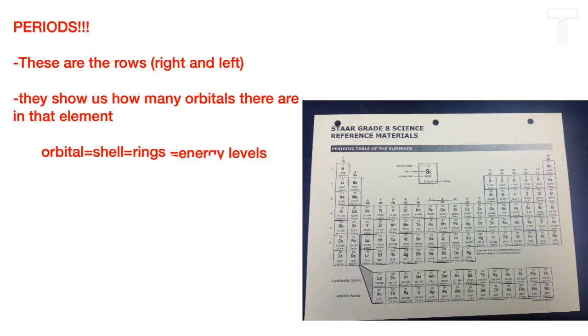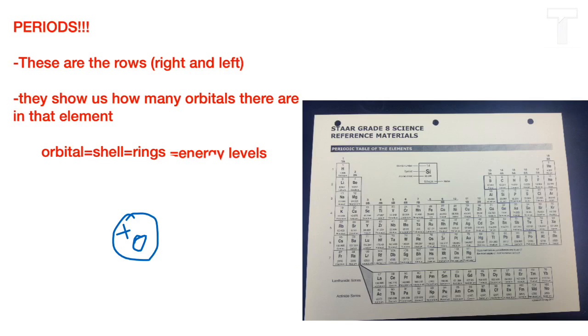A nifty, helpful thing that the periods do for us is they show us how many orbitals there are in an element. And an orbital is the same thing as a shell, rings, or energy levels. So let me give you a basic introduction to an orbital. In the center of your atom, you have your nucleus, where you find your positive protons and your neutrons with no charge. And then you have your electron cloud on the outside of that, where you find your electrons. Sometimes we diagram this using rings, shells, orbitals, okay?